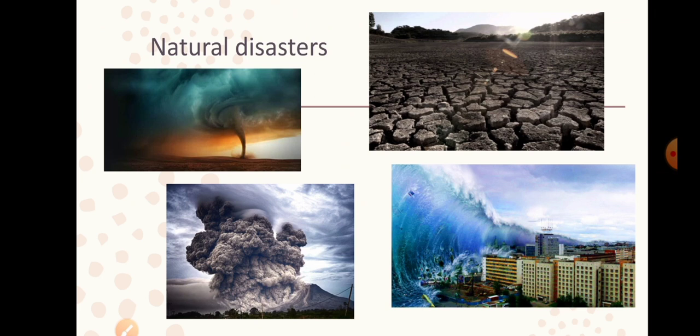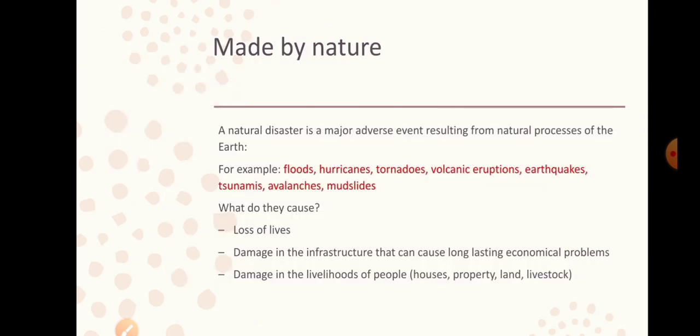What kind of natural disasters can you see in these pictures? I'm sure you can identify, just under the heading, that's a tornado. Under that, a volcanic eruption with loads of smoke in our atmosphere. On the right hand side, on the top, you can see extreme dry weather, drought, and under it, a tsunami, a tidal wave, just about to destroy a city on the coast.